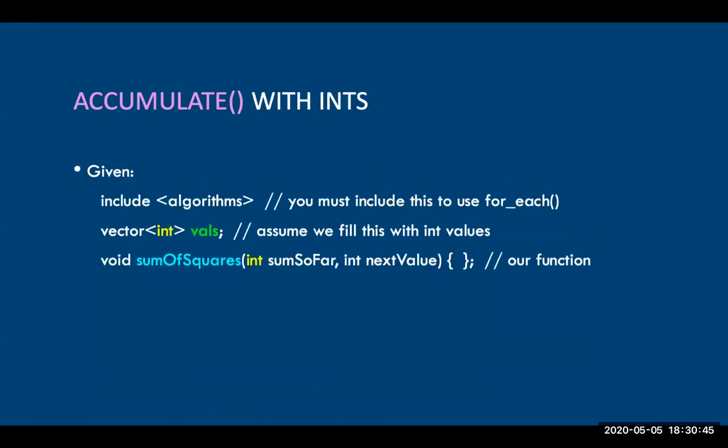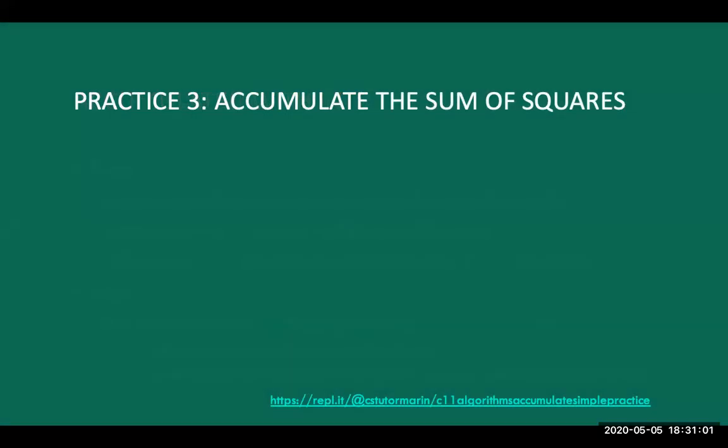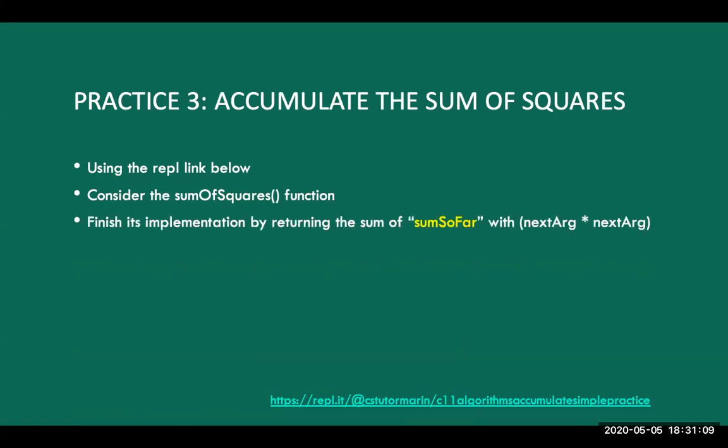So here's our vector, sum of squares function. So I can say accumulate vals, begin, and sum of squares. Okay, so I'm just going to add up the previous sum and whatever I'm given by accumulate. Okay, so let's try this. I think I'm throwing you in a little bit at the deep end on this, but I think the samples in the code will help you. You have a sum of squares function. You want to finish its implementation by just returning the sum so far. So you're going to basically multiply the argument you're given by itself and then return it.